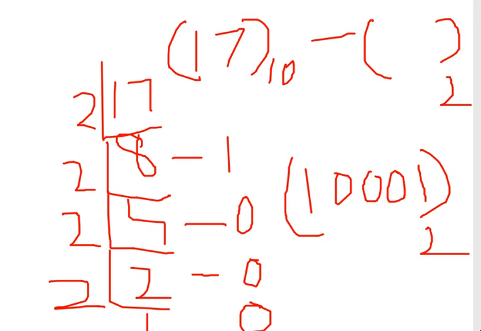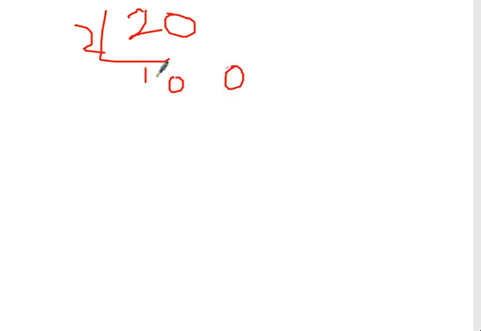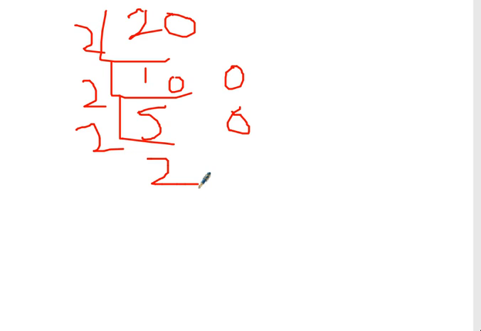Let's try a new one. Any number is the same. Suppose 20. 20 is also the same, just divide by 2. 2 tens are 20, so the remainder is 0. Again divide by 2. 2 5s are 10, so the remainder is 0. Again divide by 2. 2 2s are 4, so 1.